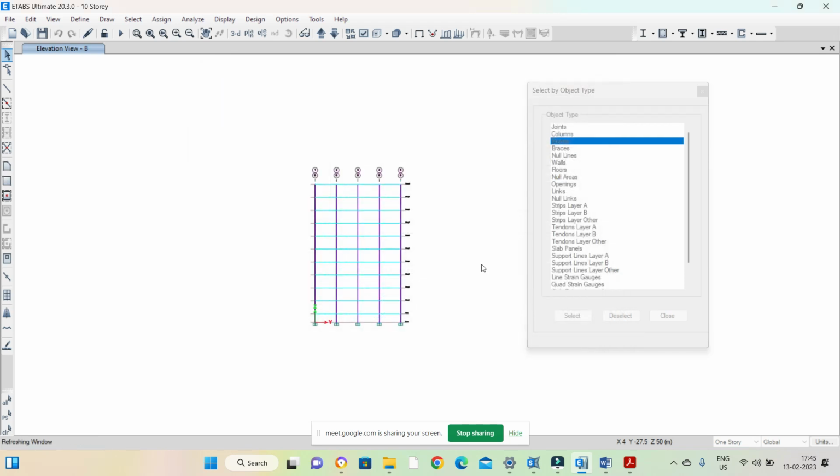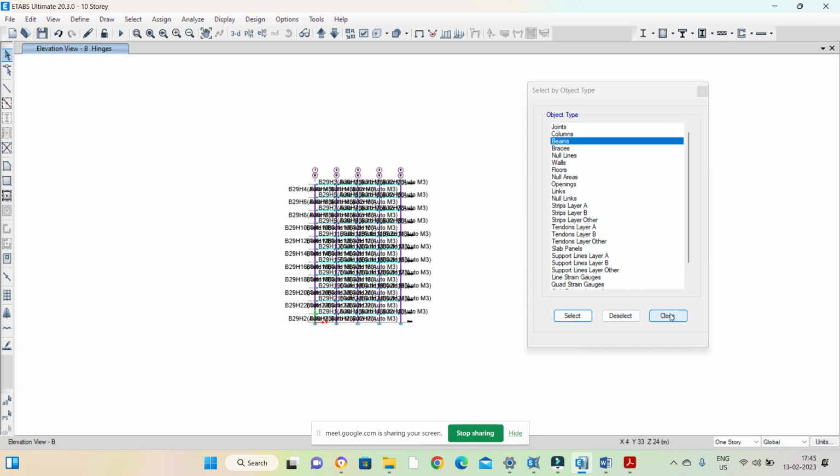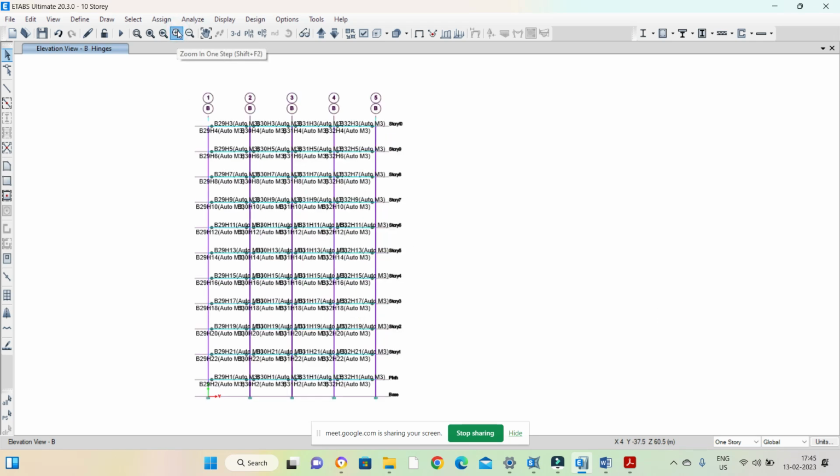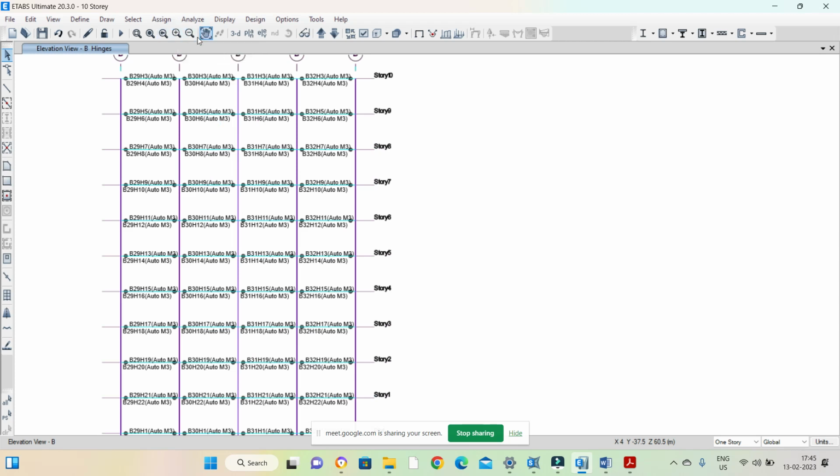Okay, close. Now you can see what is changed in the model. As you can see, some black dots are visible, so these are basically the hinges.